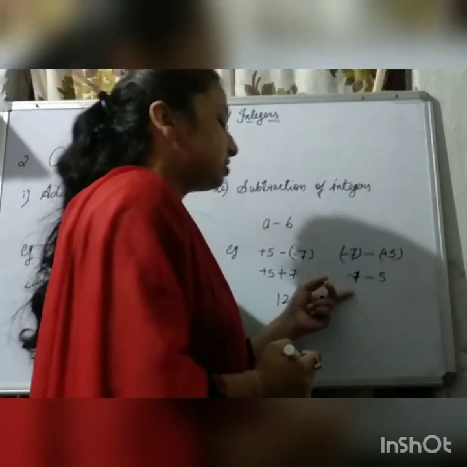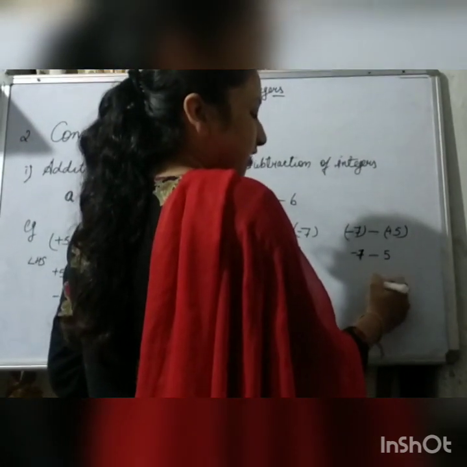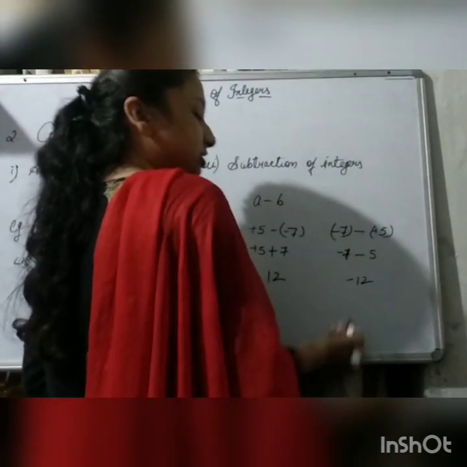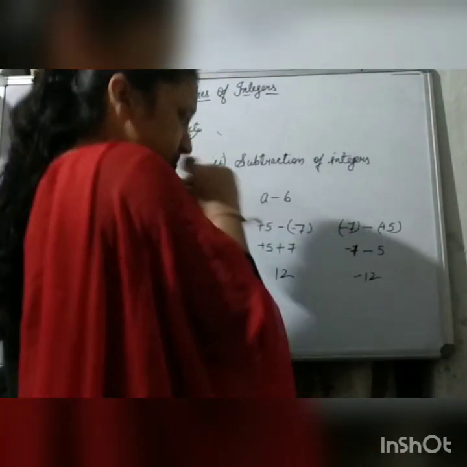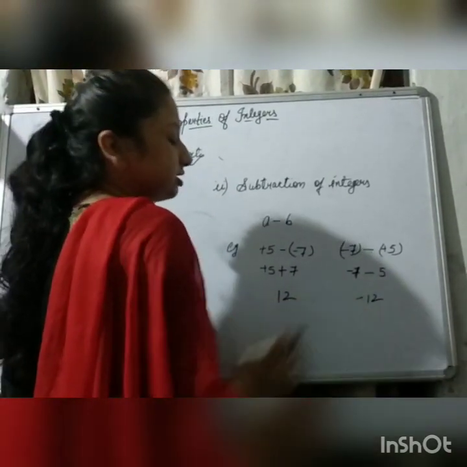Minus minus plus. If both the integers have the same sign, what will we do? Add. So minus minus plus, 7 plus 5, 12. And 12 will get a negative sign because both the integers are minus. So 12 will also get the same sign. Now here you can see both the answers are not same.